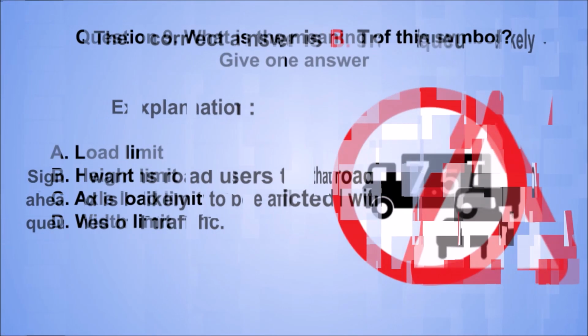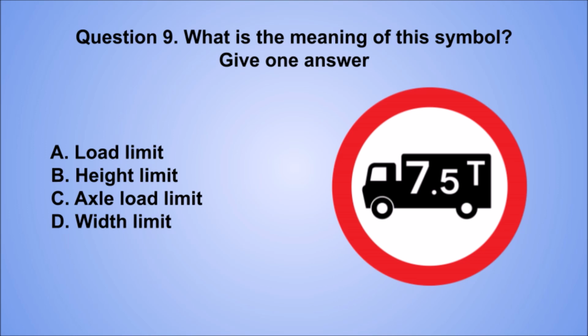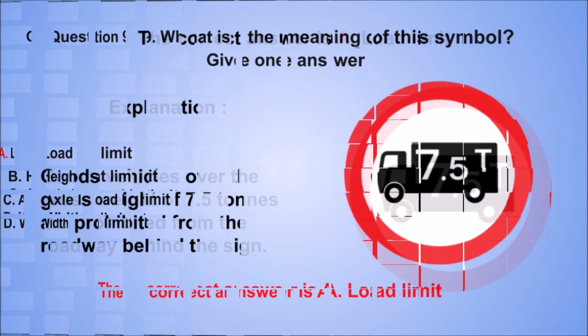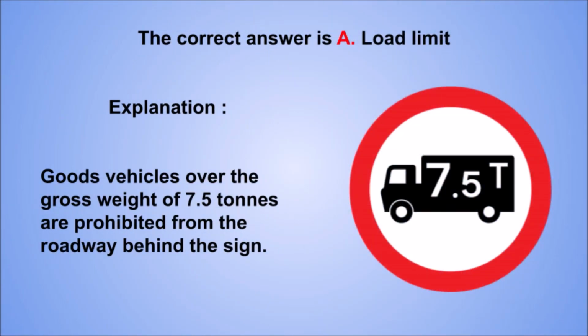Question 9. What is the meaning of this symbol? Give one answer. A. Load limit. B. Height limit. C. Axle load limit. D. Width limit. The correct answer is A, load limit. Explanation. Goods vehicles over the gross weight of 7.5 tons are prohibited from the roadway behind the sign.